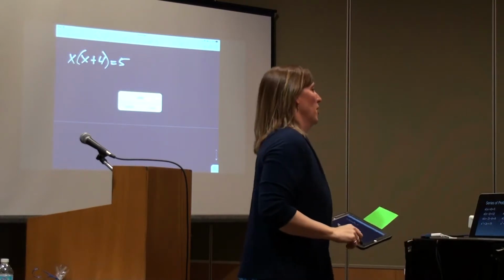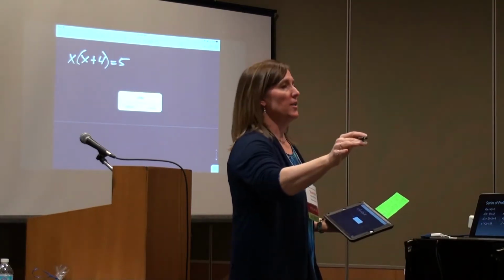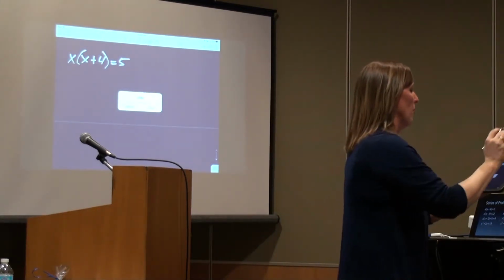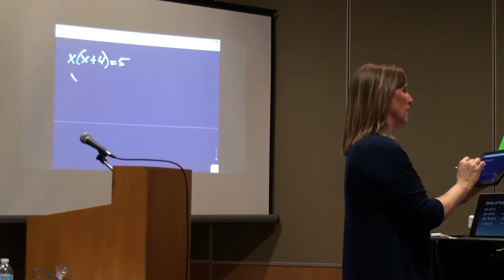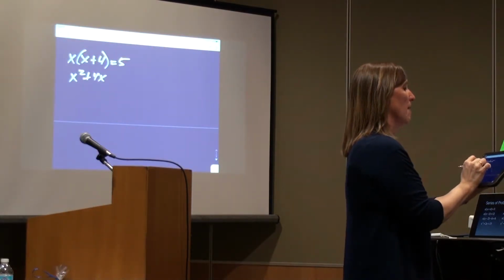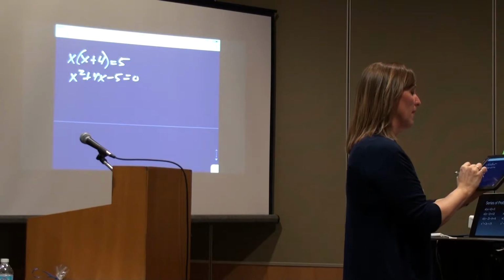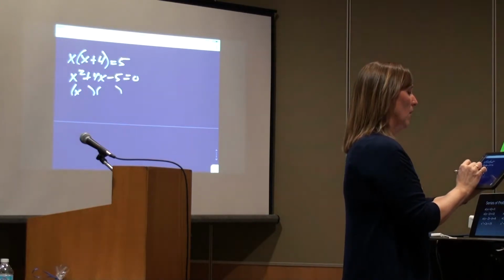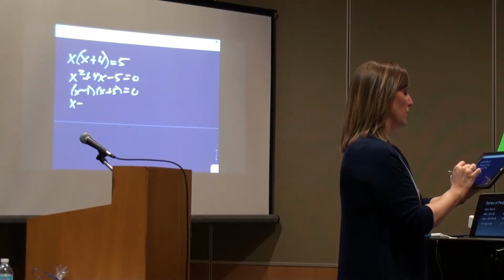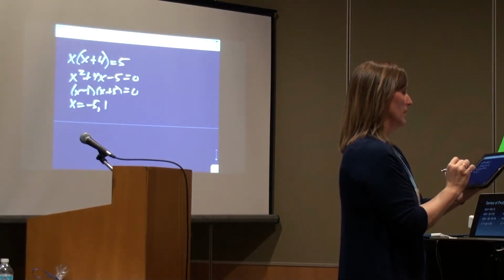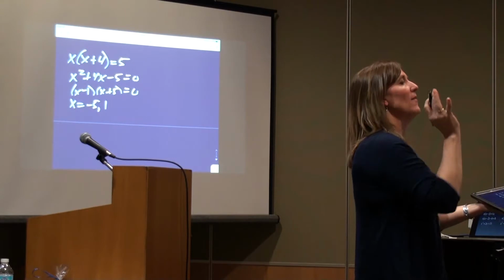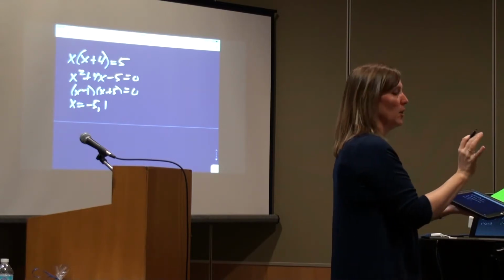Okay, can we still use Kaya's strategy? For time's sake, we'll just run with me. If I were using Kaya's strategy, she would have done x squared plus 4x minus 5 equals 0, and that factors into x minus 1, x plus 5, and so the solutions are what? Negative 5 and 1? Is that right? Yeah? A fine strategy. Then I would have another kid share.